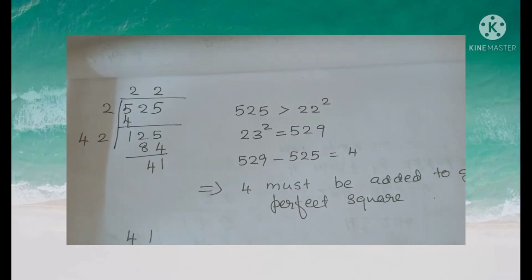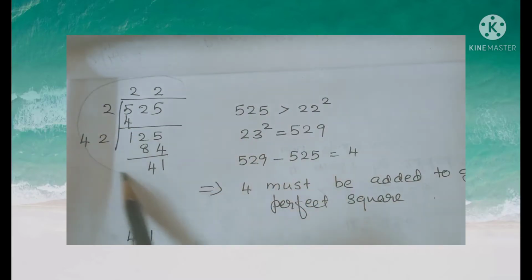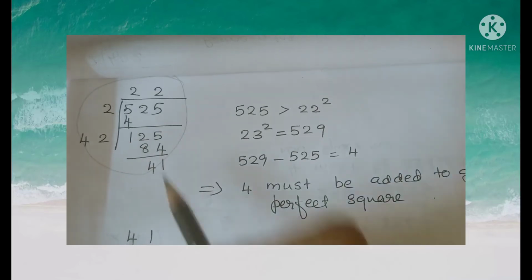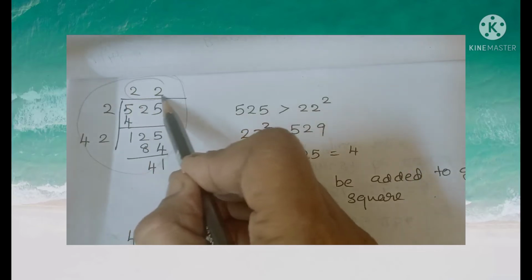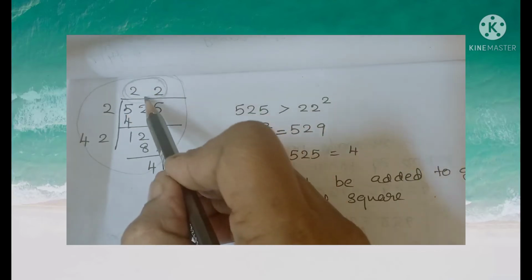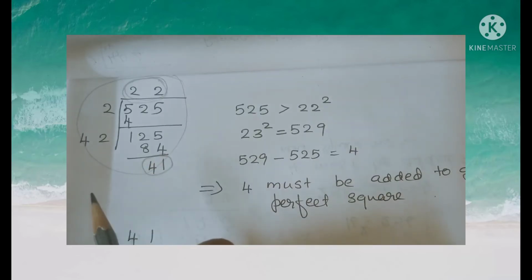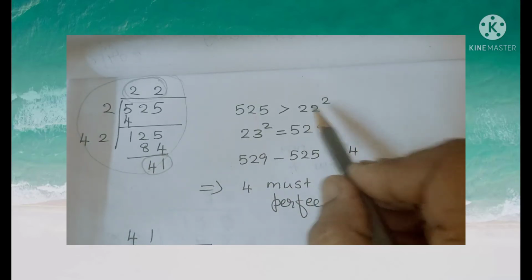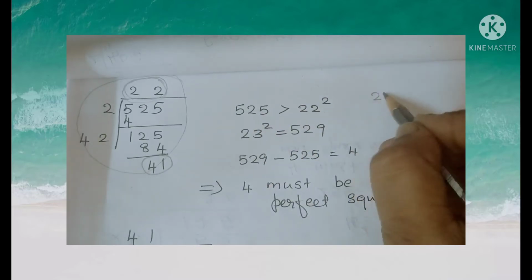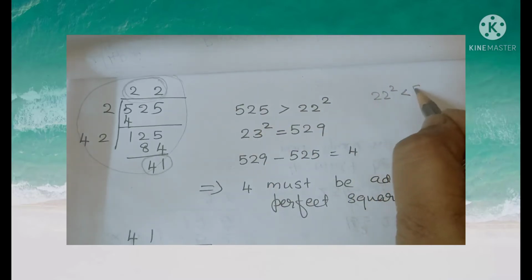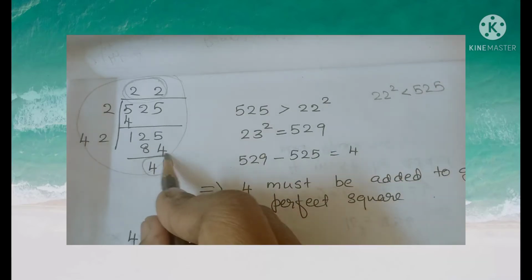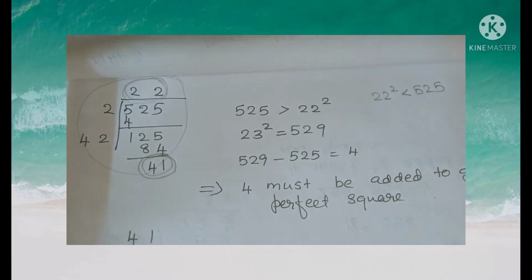Then the reverse process. Which number must be added to get a perfect square? Here also we are using the division method, but the only change is that we want to check the quotient. What is the quotient? Here we got 22, but we got the remainder as 41. That means 22 square is less than 525. That is why we got the remainder 41.